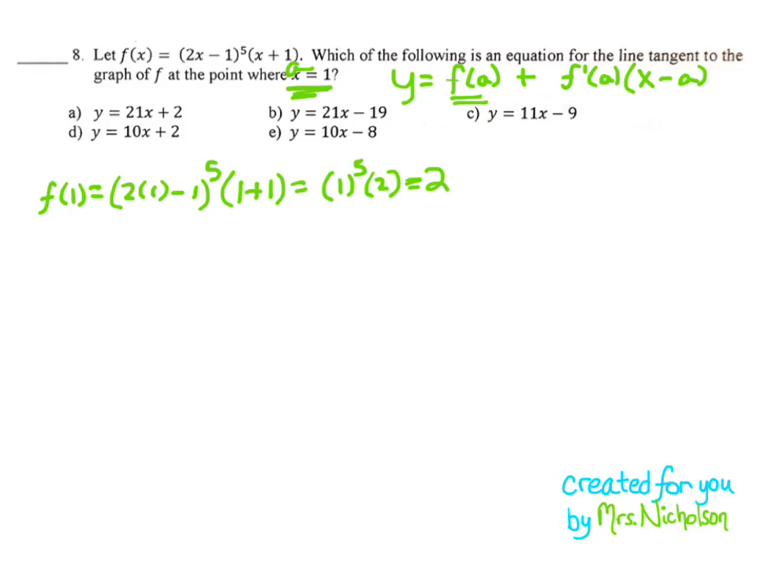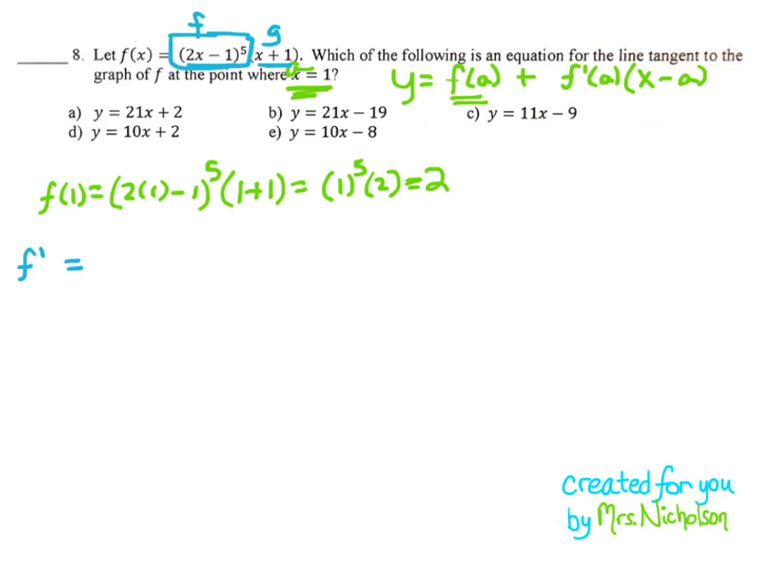Now I need to find f prime of a, which means I need to find f prime. Now if I look at my function, I have a product. (2x minus 1) to the 5th is being multiplied times (x plus 1), so I'm certainly going to use the product rule. However, the (2x minus 1) to the 5th, this part here, that is a chain. 2x minus 1 is a function, and then raising it to the 5th power, that's a separate function. And so this is f times g, so I'm going to do the product rule, but when I find f prime, I'm going to have to use the chain rule. So here we go.